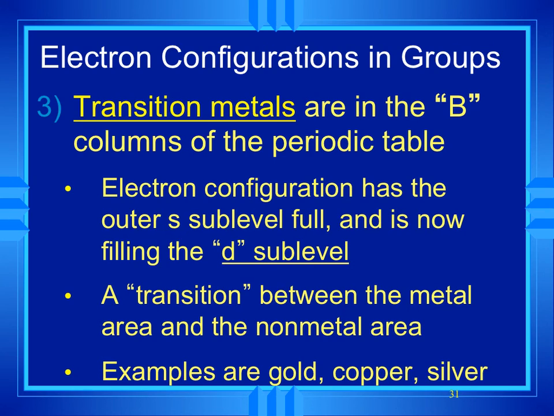And so we considered a transition between the metal area and the non-metal area on the periodic table. If you look on your periodic table, you should hopefully see a big black staircase line. We generally say that things over here are metals and things over here are non-metals, and so we find the transition elements in this little area right here. It kind of dips down here. And so this is where we find those transition metals. Some examples of transition metals are gold, copper, and silver.